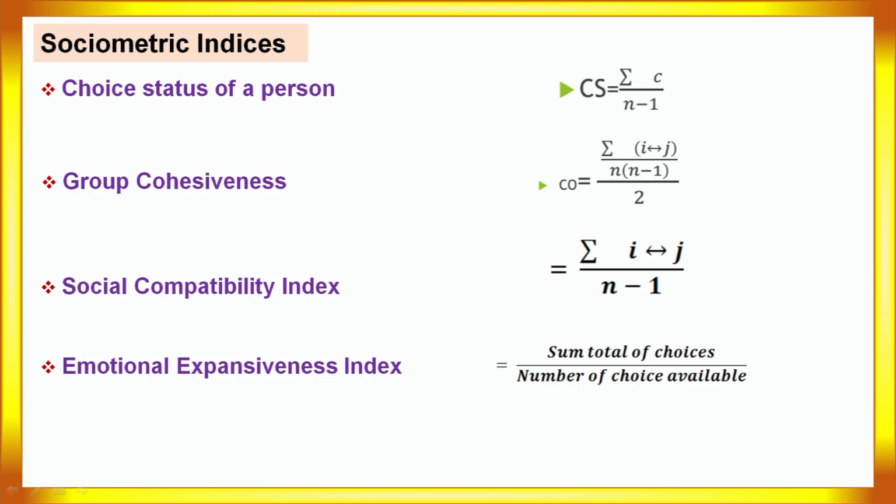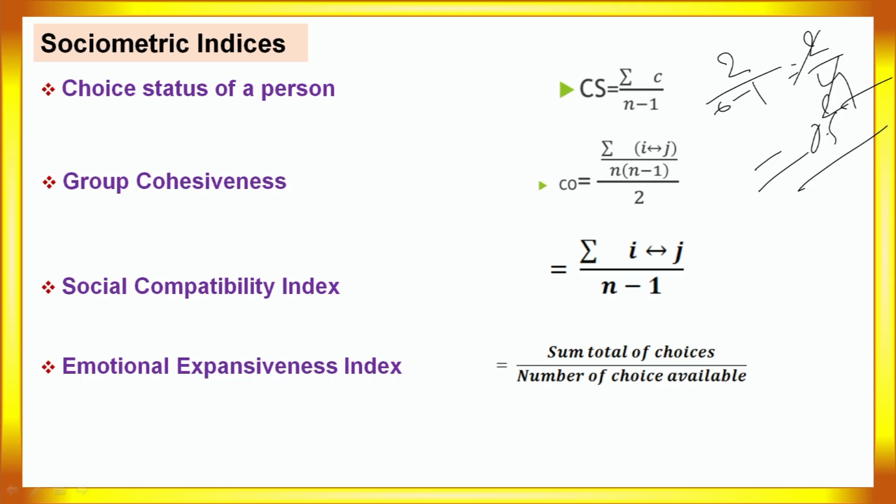Now why is it n minus 1? Because a particular individual cannot interact with himself. So that's why it is n minus 1. If you take the choice status of the person X, n minus 1 was 6 minus 1, so that was 5. If you calculate, the choice status is simply represented by 0.5. In a similar way, all the members' choice status can be calculated, looking at how popular each is in the group.